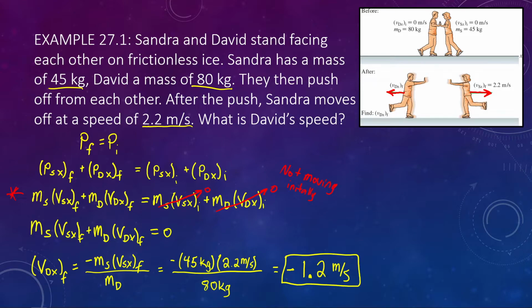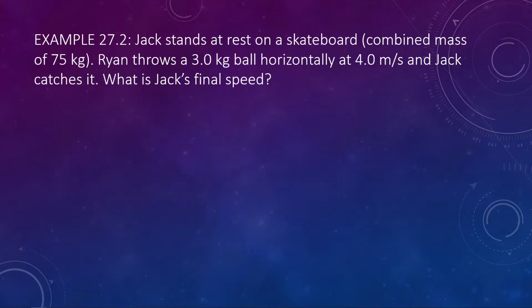Okay, let's go to example 2. Example 2 says Jack stands at rest on a skateboard. They have a combined mass, him and the skateboard, of 75 kilograms. Ryan then throws a 3 kilogram ball horizontally at 4 meters per second, and Jack catches it. What is Jack's final speed? Well, we're going to start the same way as we did last time by writing P final equals P initial, just to get us ready to know that this is going to be a conservation of momentum problem.